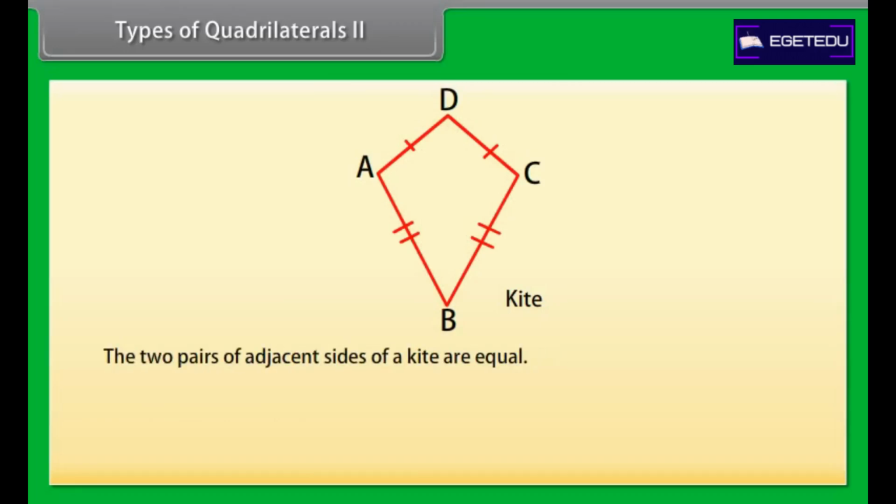The last one is kite. The 2 pairs of adjacent sides of a kite are equal. Here AD is equal to DC and AB is equal to BC. So ABCD is a kite.